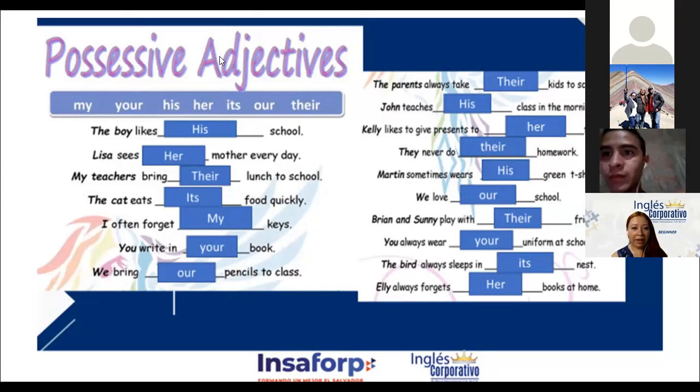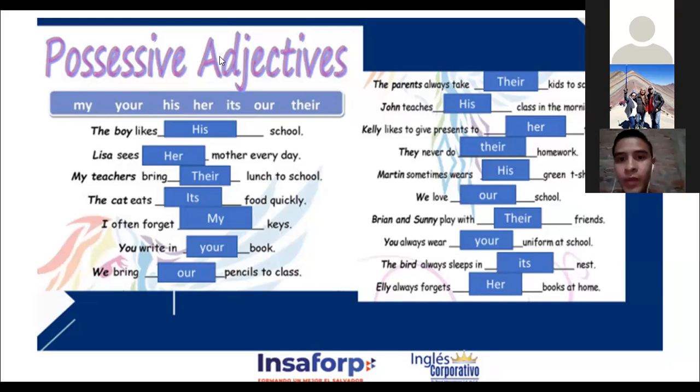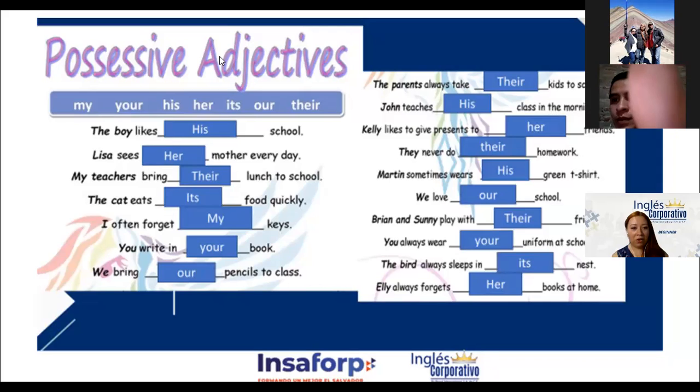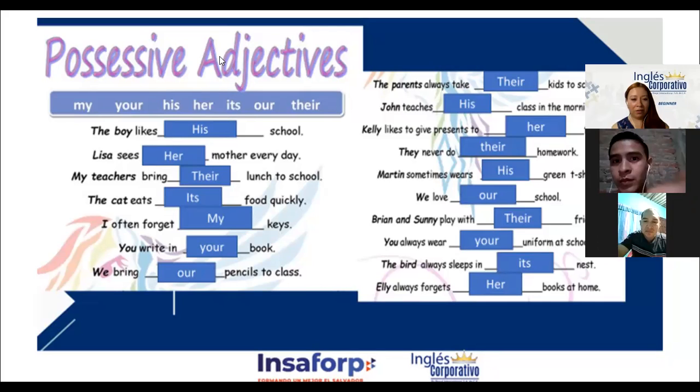Then we have Alexander Luna. ¿Estamos ahí, Alexander? No. Tengo a Marco Hernández levantando la mano. Sí, estamos. Oh, sorry. Alexander Luna, entonces. Vamos con number 9. John teaches his class in the morning. Exactly. What is the possessive adjective? His. Correct. Thank you.